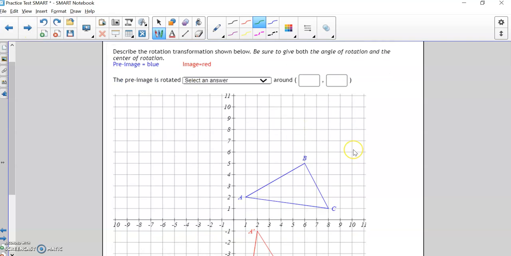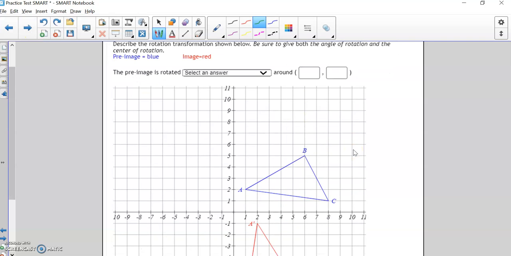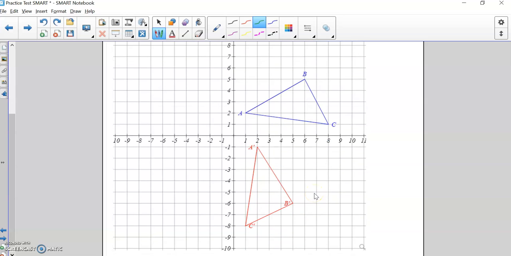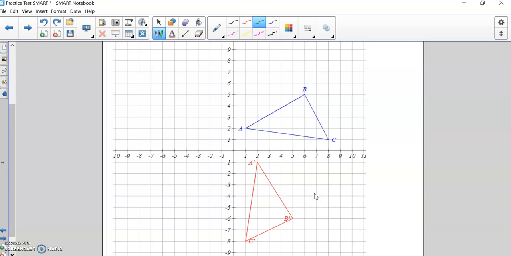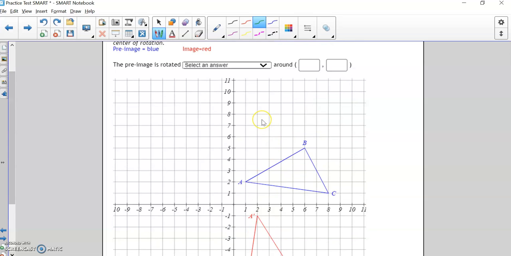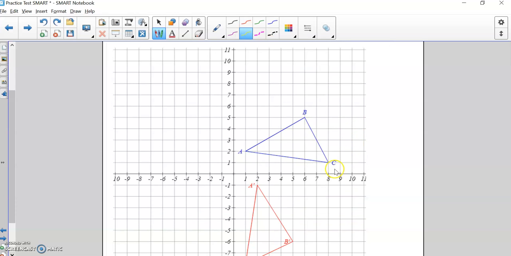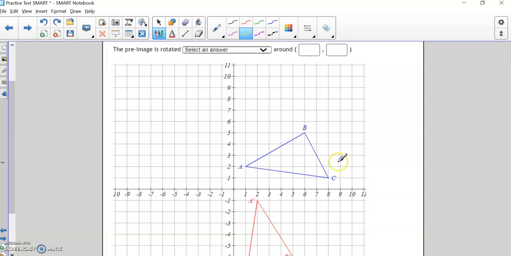All right, now we have a rotation, and again, you guys have to describe what's going on. So we can see here that the pre-image, and actually they specified, right? You can tell right away that this is the original, but also this one has prime notation on it, and we know that that means that that's the new one. But anyway.